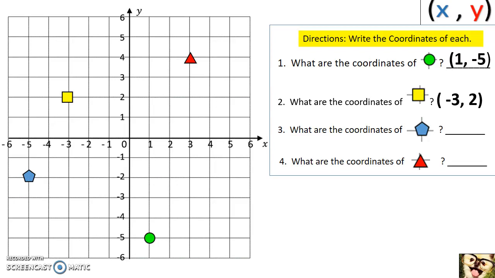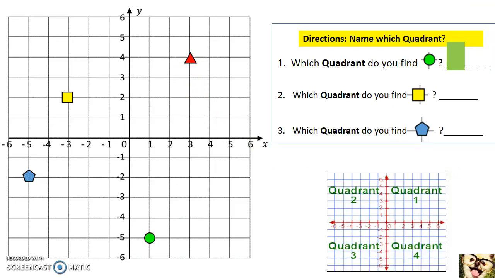Let's take a look at the answers. Blue is at -5, going back on the x-axis, then down to -2 on the y-axis. If we take a look at number 4, the red triangle, we would go along the x-axis first, +3, and then up +4. So it would be 3, +4.